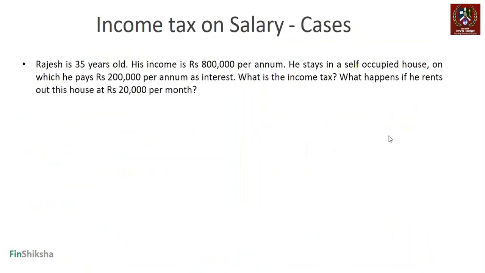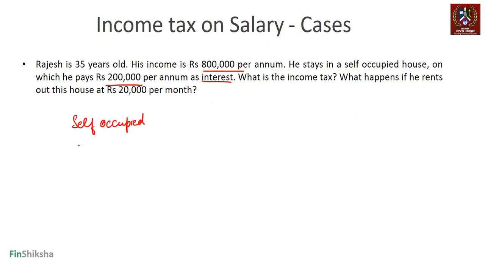Let's take a quick case. And same example that we had earlier, Rajesh is 35 years old. His income is 8 lakhs per annum. Stays in a self-occupied home where he pays 2 lakh per annum as interest, right? Self-occupied.